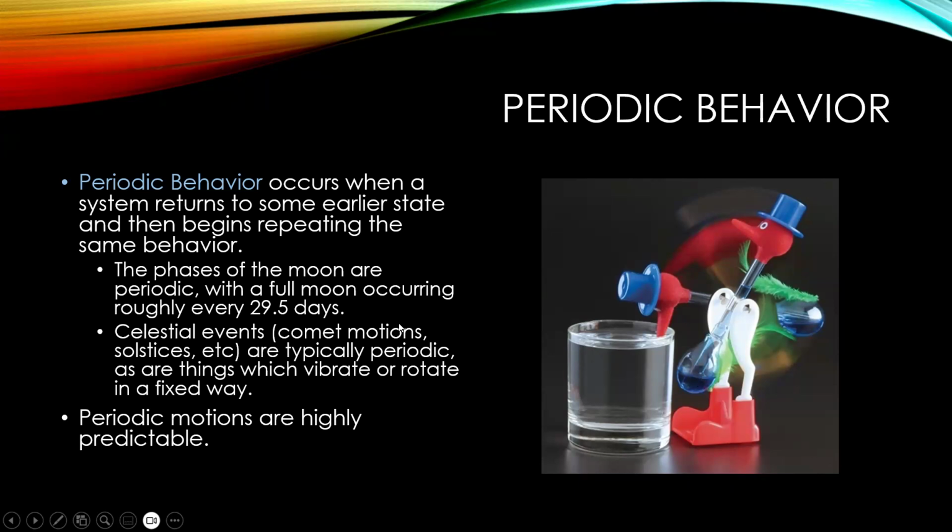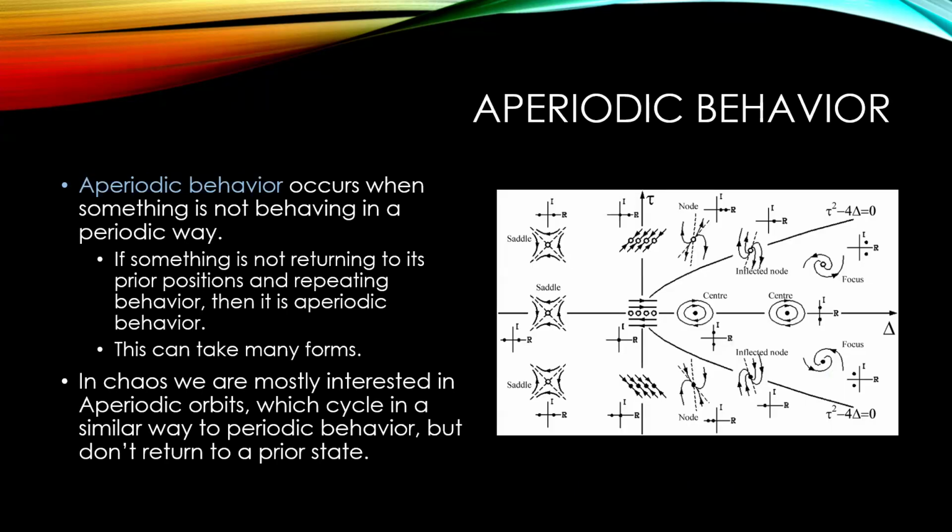The phases of the moon are periodic, with a full moon occurring roughly every 29 and a half days. Celestial events, comet motions, solstices, etc., are typically periodic, as are things which vibrate or rotate in a fixed way. Periodic motions are highly predictable. Aperiodic behaviors are not. And so aperiodic behavior occurs when something is not behaving in a periodic way. If something is not returning to its prior position and repeating behavior, then it's aperiodic.